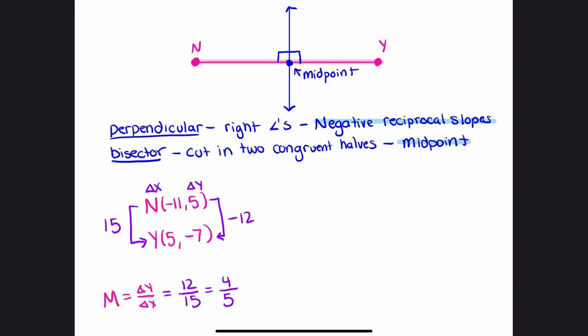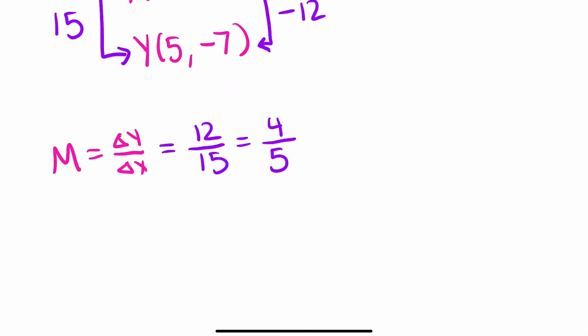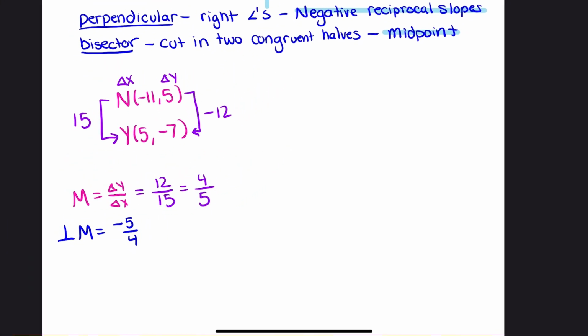So to get the slope of my perpendicular line, I need to use negative reciprocal slopes. So that means that my perpendicular slope is now going to be -5/4. What negative reciprocal slopes mean is I'm going to change the sign and flip the fraction. Since my slope was already positive, it became negative, and instead of 4/5, it became 5/4. If my slope had been negative to begin with, I would have made it positive. So it's just changing the sign. It's not making it negative.